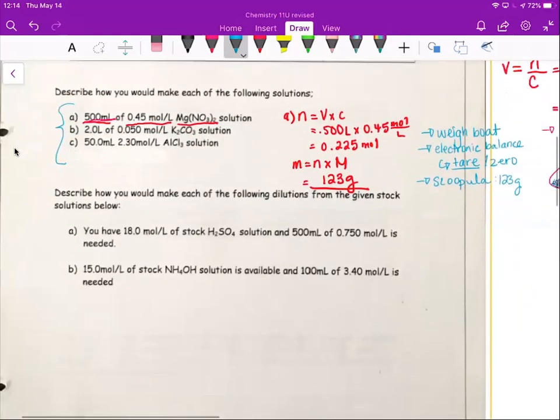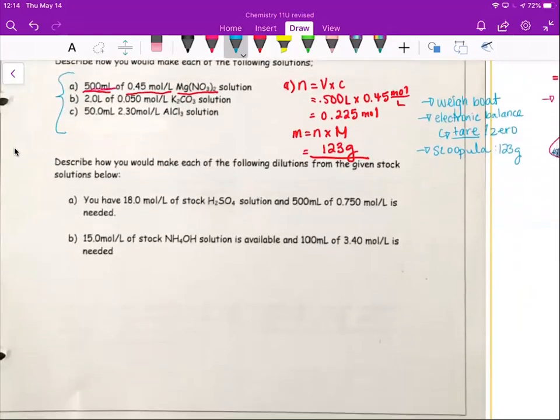All right, describe how you would make each of the following solutions from the given stock solution. So dilution questions: you first are going to start off with doing the calculation, C1 V1 equals C2 V2. See, dilution, that's why I know to use C1 V1 equals C2 V2. You have 18 molar stock sulfuric acid solution and 500 milliliters of 0.75 molar is needed.